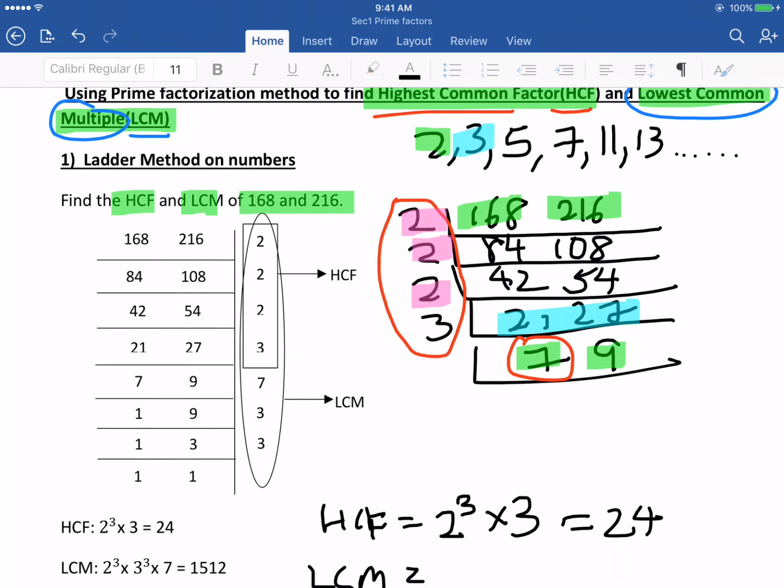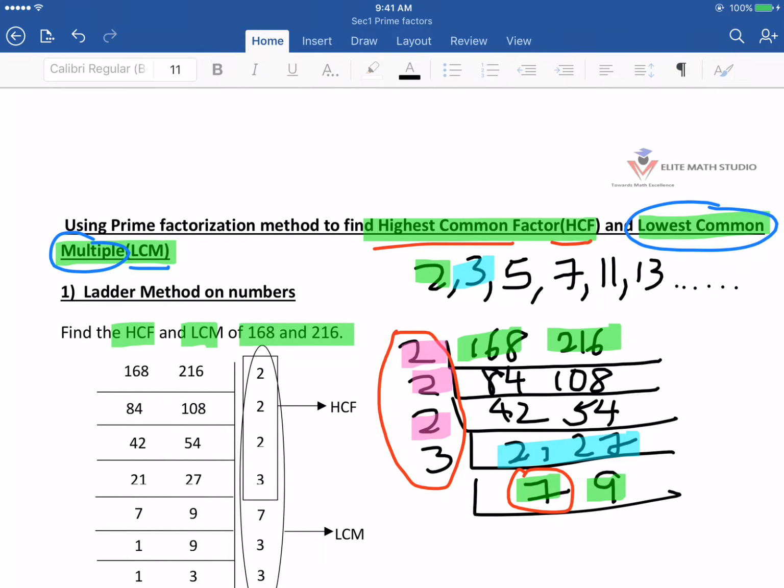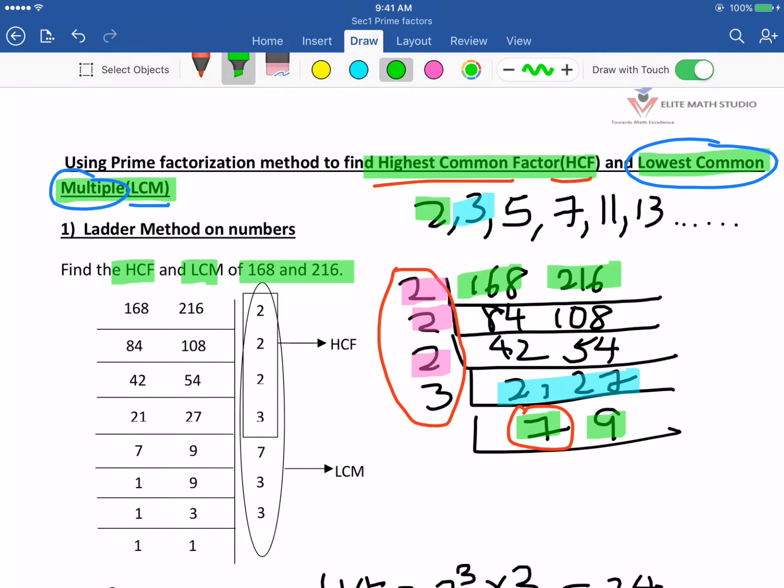So ask yourself, can 7 divide by 2? No. Can 7 divide by 3? No. Can 7 divide by 5? No. But can 7 divide by 7? Is 7 divisible by 7? Yes, it is. So take 7 divided by 7. Just concentrate on the 1 and 9 here: 7 divided by 7 becomes 1, and 9 stays. So once you reach 1, you stop.